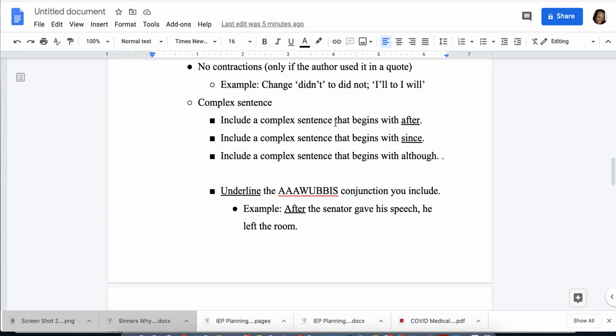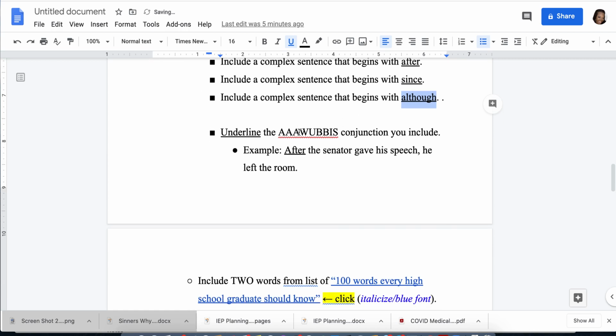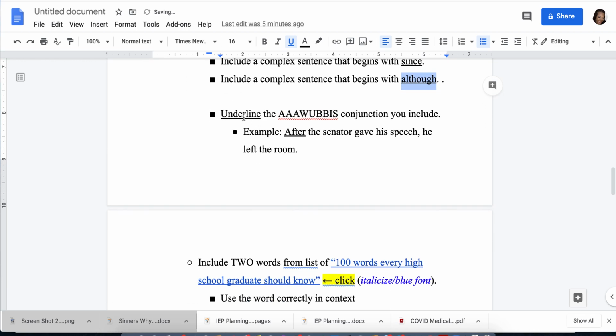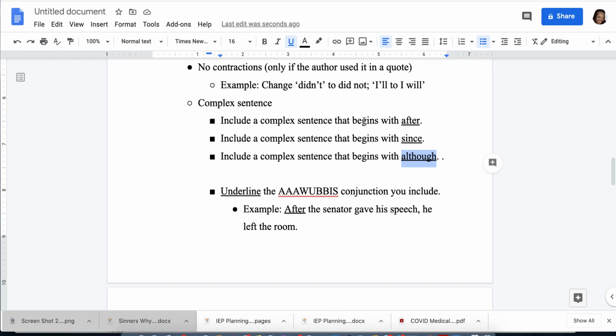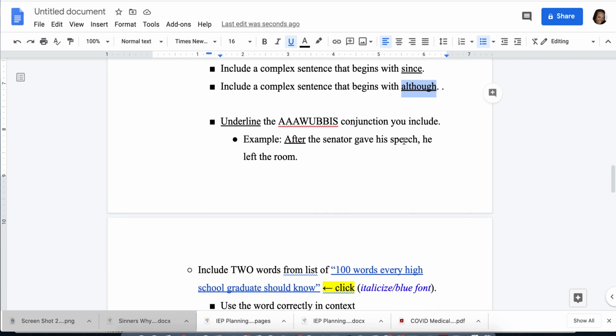I want you to include a complex sentence that begins with after, one with since, one with although. That should be underlined. Okay? And as it says here, make sure you underline it in your final draft. So before you upload, underline after, since, although. And it says here it begins. Don't put it in the middle. It won't count for there. It has to begin, and underline it to let me know that you have it.